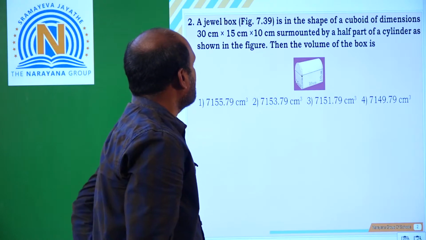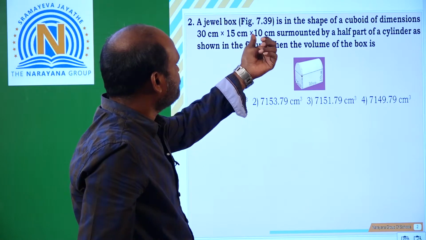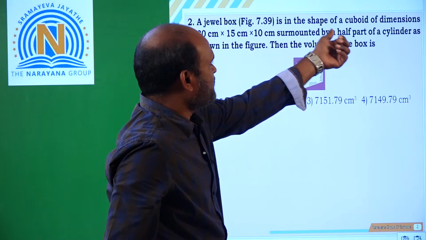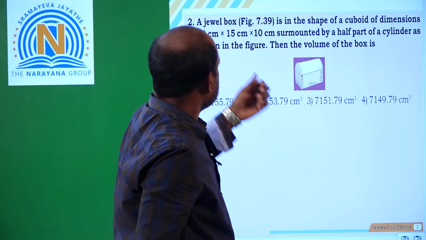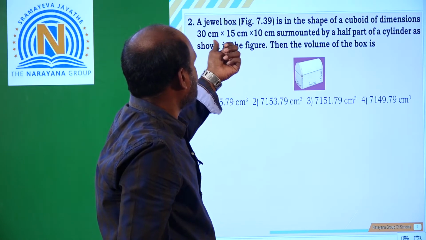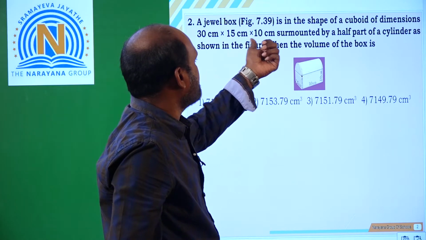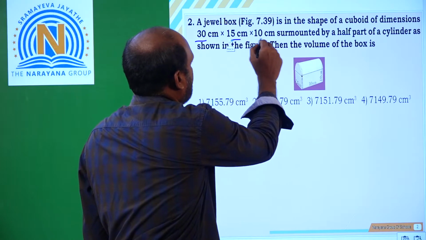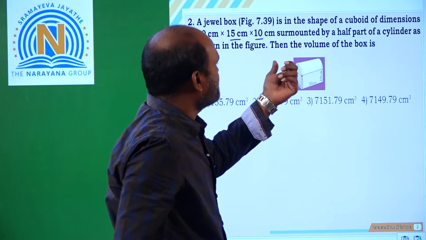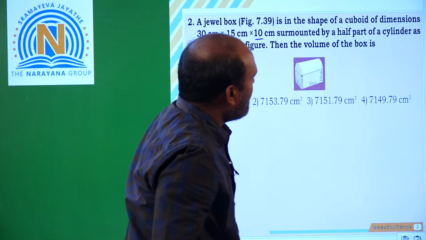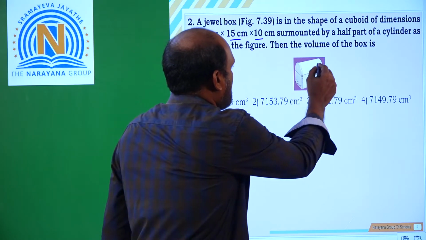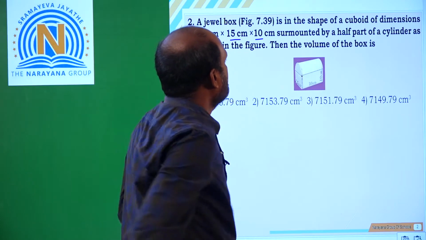Now coming to the next one. A jewel box, see in this figure, is in the shape of a cuboid of dimensions 30 centimeters, 15 centimeters and 10 centimeters. This is nothing but the length, breadth and height of that cuboid, surmounted by a half part of a cylinder as shown in the figure.